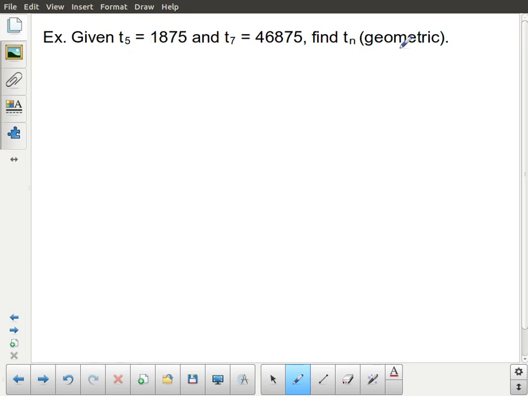We're told that this is geometric, which means AR to the n minus 1 is going to be the general term. So T5, which is 1875, must be equal to AR, but that's for T5, so that's going to be AR to the 4. I'm going to call that equation number 1.